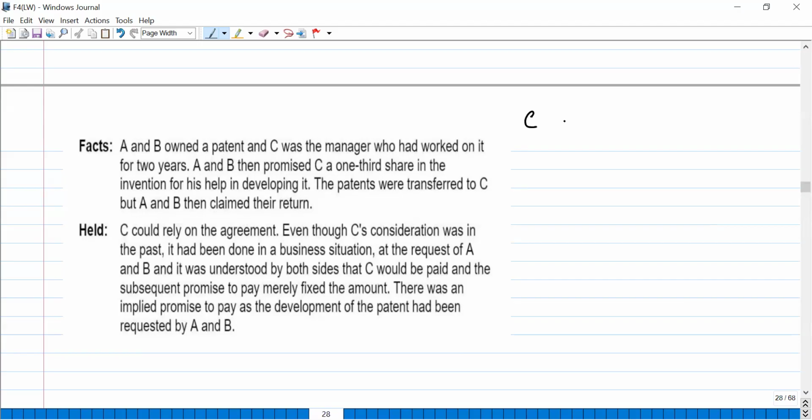C managed the patent. You can say he managed the software of A and B. Okay. He developed a software. He managed the software of A and B. And against that, A and B promised him a reward. Okay, one third of the share of the profit.